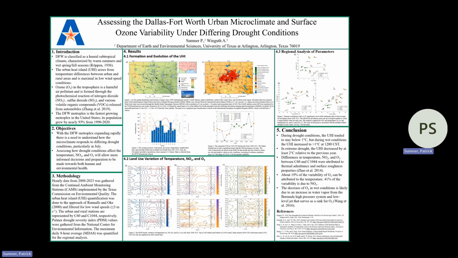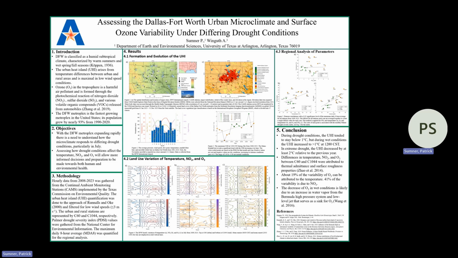DFW is the fourth largest and fastest growing metroplex in the United States, with its population nearly doubling from 1990 to 2020. With this information in mind, it forms two main objectives. First, there is a need to understand how the microclimate responds to different drought conditions. Second, assessing how drought conditions affect the temperature, nitrogen dioxide, and ozone will allow more informed decisions and preparation to be made towards both human and environmental health.